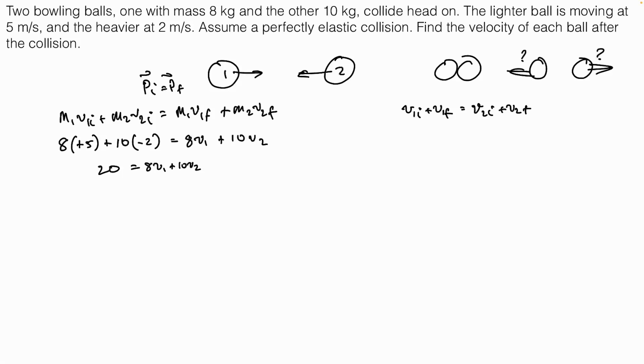I really want to get rid of some stuff, so I'm going to divide by 2. 10 is equal to 4V1 plus 5V2. We got that about as simple as I want to make it right now.